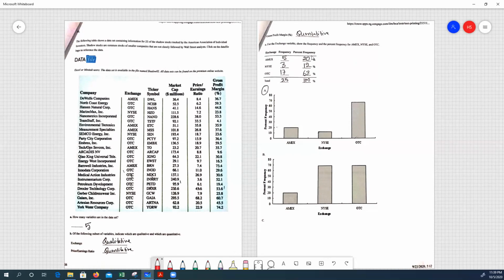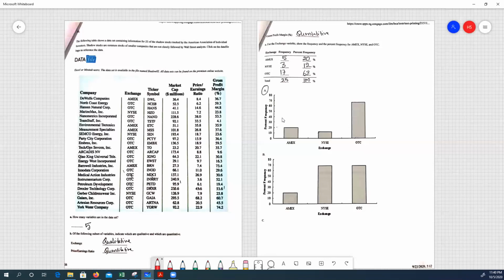So percent frequency actually also represents the probability. So the percent will be 5 over total, 5 over 25, so 20%, 3 over 25, 12%, and 17 over 25 is 68%. Total is 100%.